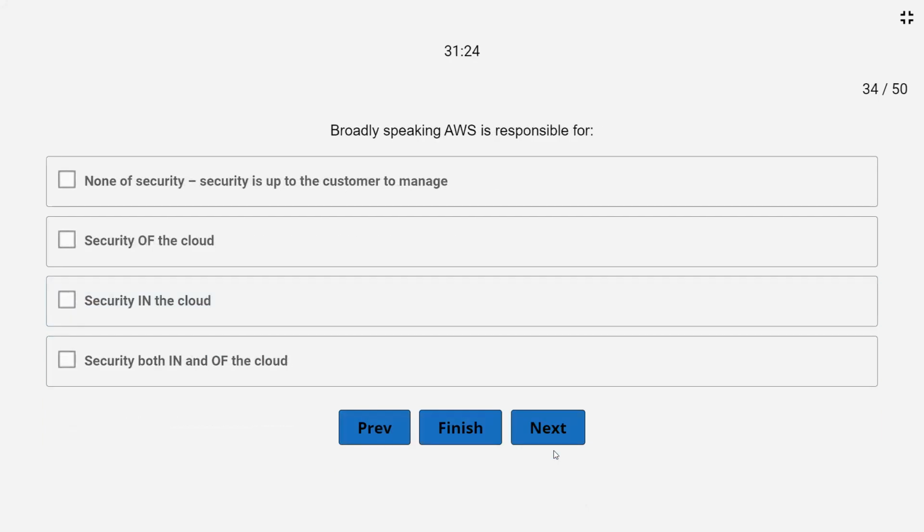Broadly speaking, AWS is responsible for none of security. Security is up to the customer to manage. Security of the cloud, security both in and of the cloud. Okay, this one is final. Let's go.